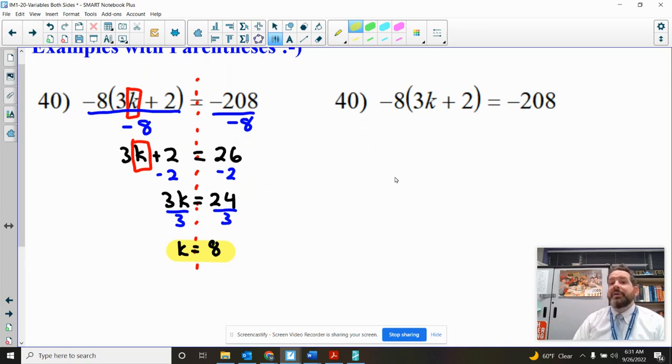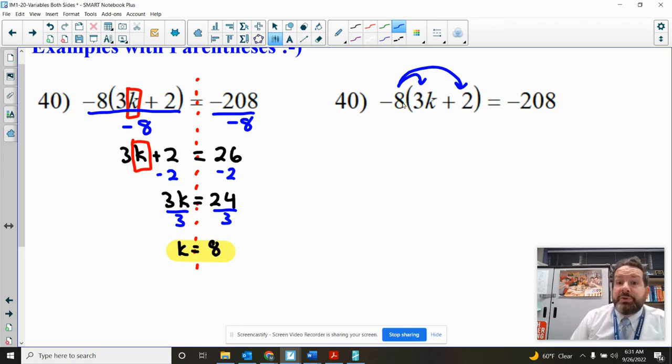Now, over here, there is another option, and some of you have seen are doing this. This is perfectly cool. There's no problem with it. You've been taught in the past that when you see a number in front of parentheses, you should do what's called a distribution. You multiply that -8 times what's inside the parentheses. If you do that, you're going to end up with -8 times 3k is -24k. -8 times positive 2 is -16.